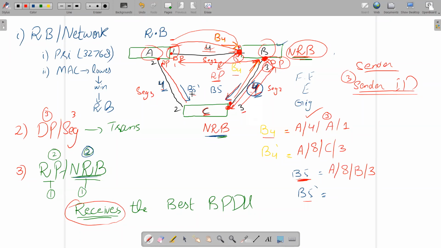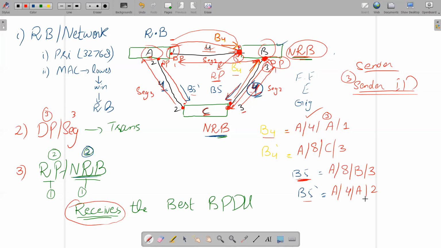Okay, so what about B5 dash? Obviously, the first field is always about the root bridge and the cost. Move back towards the root, the cost to the root, that is 4. And who is the sender? Because right now over here you are receiving. Who is your sender? Obviously, this root bridge, that means A. And by which port? From port number 2.